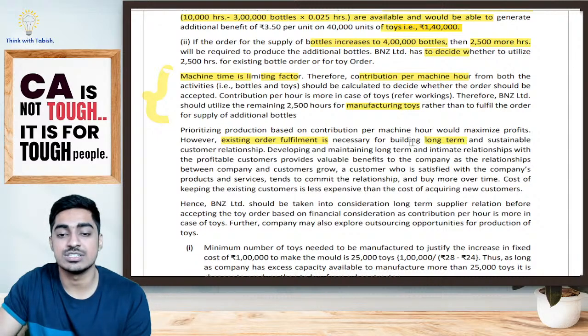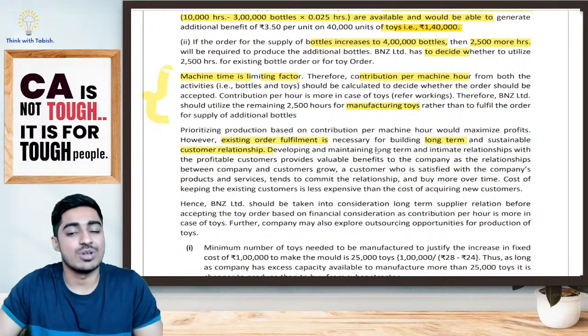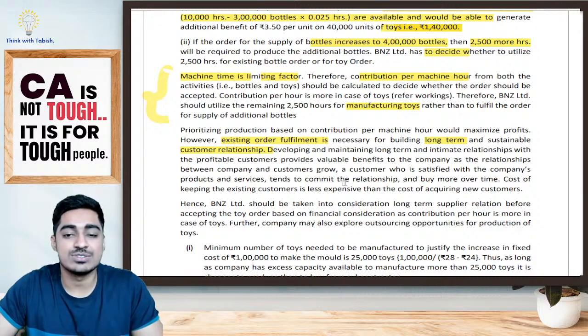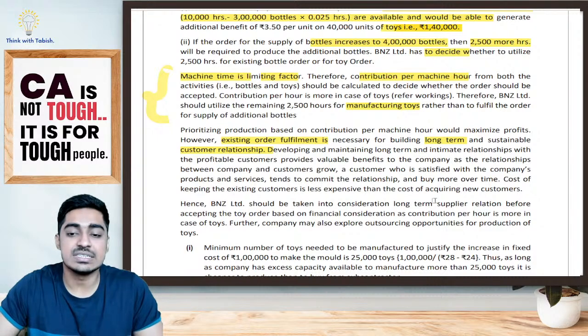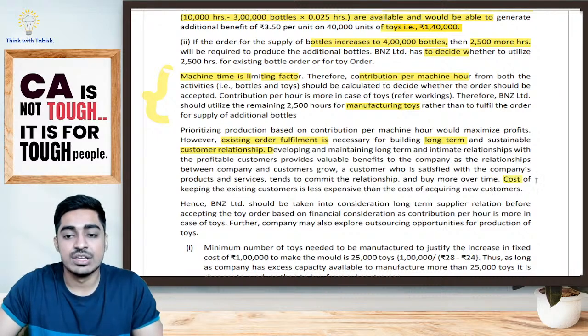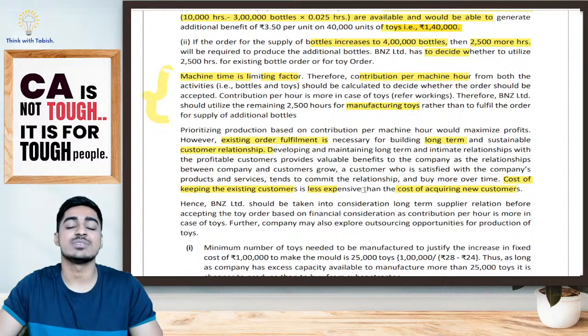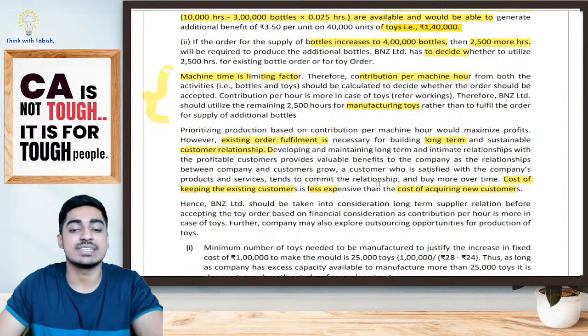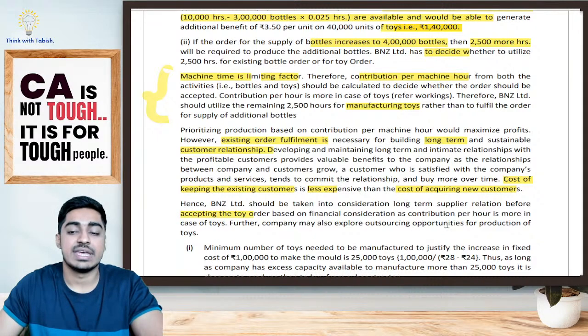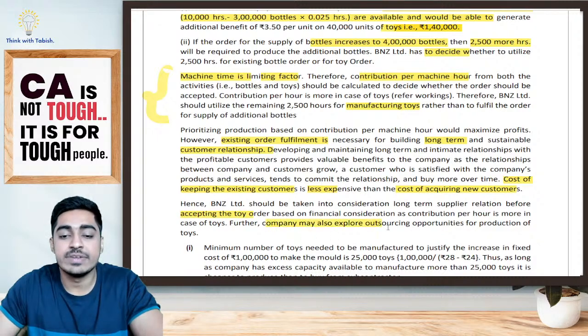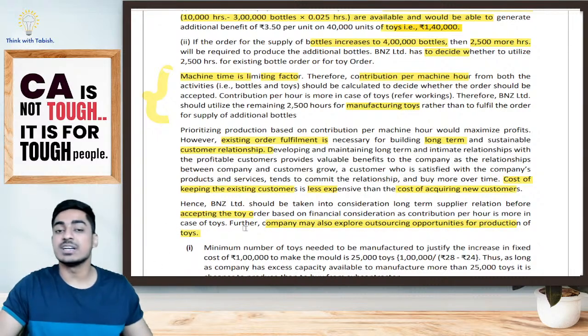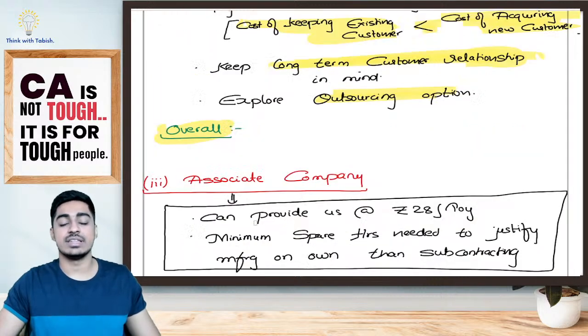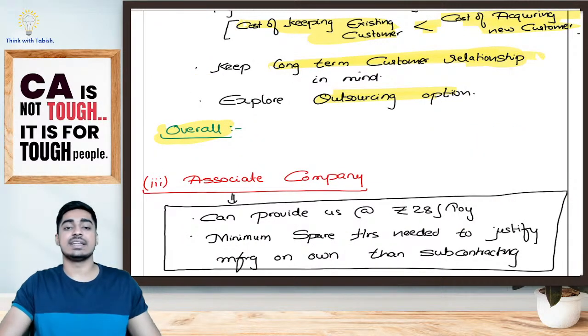Long-term customer relationship has to be kept in mind. Long-term customers give valuable benefits to the company. Again, the question is telling that the cost of keeping the existing customer is less than the cost of acquiring a new customer. It's simpler to keep our existing customers happy. Again, we need to keep all these factors in mind before accepting the order. If we have an option, we need to explore outsourcing. If we can outsource the production of toys to some third party and thereby fulfill the contract, this is what we need to keep in mind. Is it clear, students?